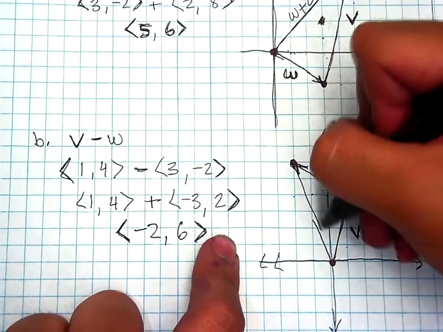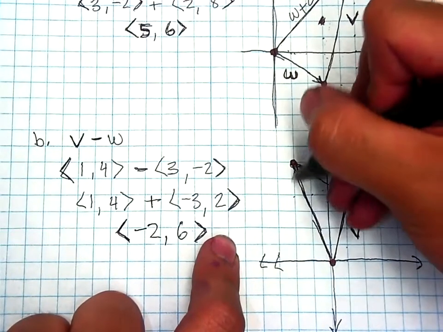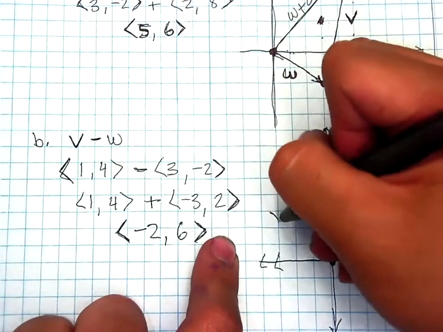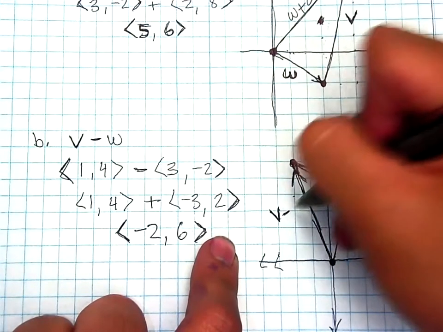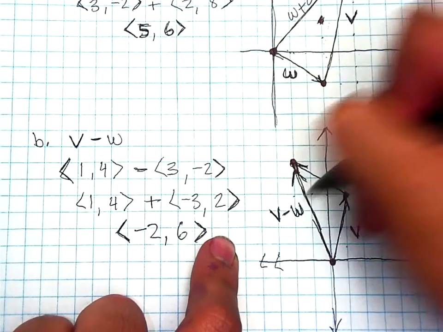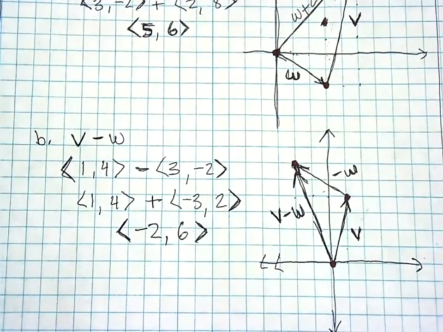And the resulting vector is from the origin all the way up here. This vector represents vector V minus vector W. All right, so vector addition, subtraction, scalar multiplication, and the graphing all combined. That's part 1. Hopefully it made sense. Very simple math and just some graphing in addition to it.